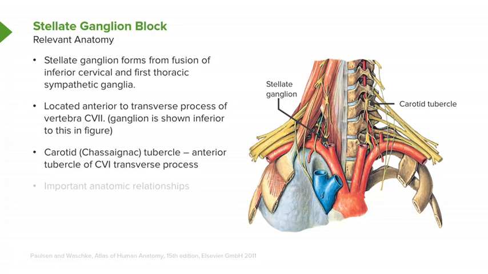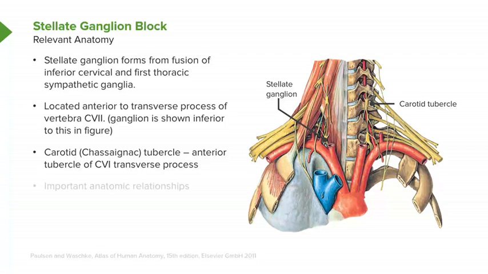The next consideration with the relevant anatomy is that of the carotid tubercle. The carotid tubercle is identified in the image right in through here. The carotid tubercle is also known by its eponym, Chassaignac tubercle. The carotid tubercle is the anterior tubercle of the transverse process of cervical vertebra number 6.